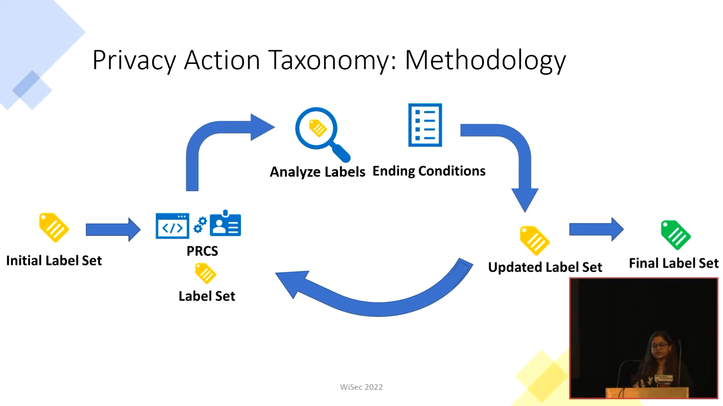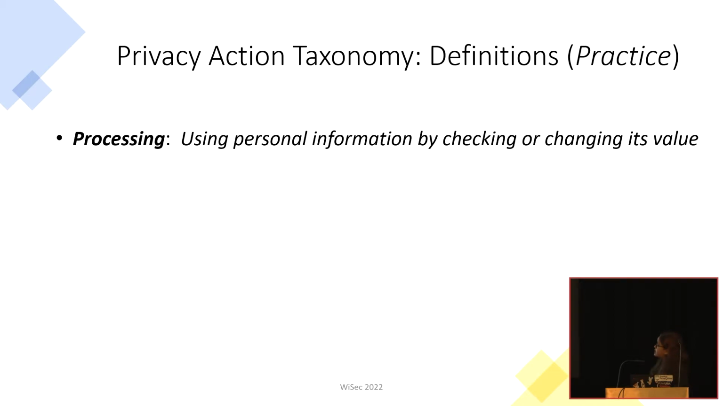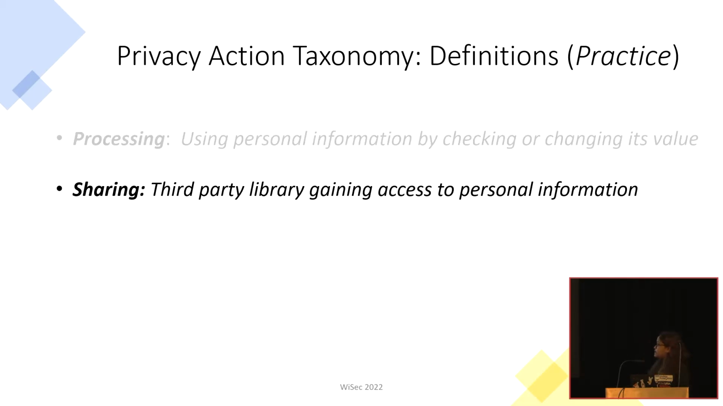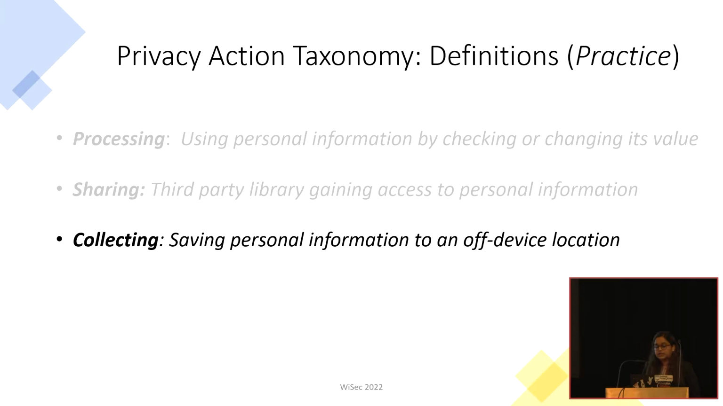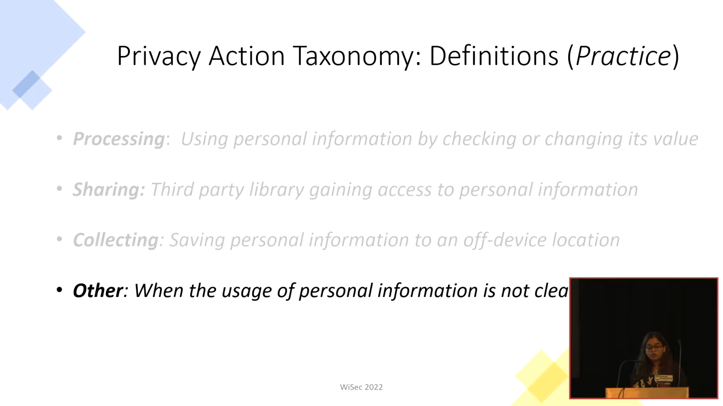After 3 iterations, we identified 4 levels for practice and 4 levels for purpose. The first level for practice is processing, that is when personal information is being used to provide certain functionality. For example, a ride-sharing application might collect your location, and it might use this to provide the nearest ride. The second level for practice is sharing, that is when any third-party library is accessing that Android API. The third level is collecting, that is when the accessed information is being saved in any off-device location. Apart from these 3 levels, we also decided to have another level, other, when the usage of the personal information is not clear to us.